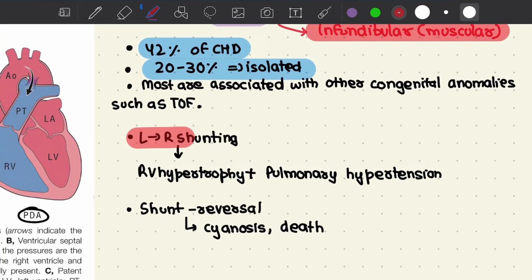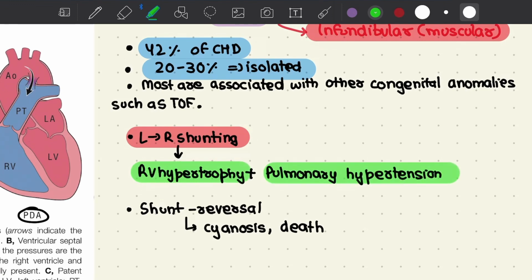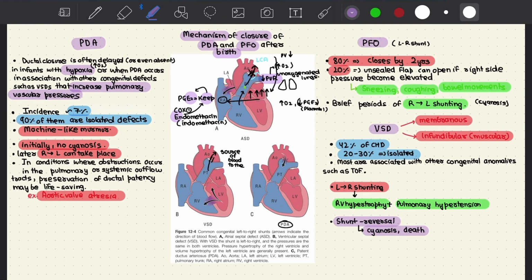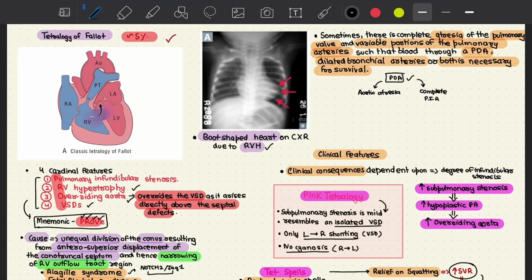Initially, there is a left to right shunting, which will ultimately lead to right ventricular hypertrophy and an increase in the pulmonary artery pressure, and that can lead to reversal of the shunt, which can ultimately lead to cyanosis and death. That pretty much sums up the congenital heart defects that are associated with the left to right shunt. Now we shall discuss in detail the reasons behind malformations causing a right to left shunt.